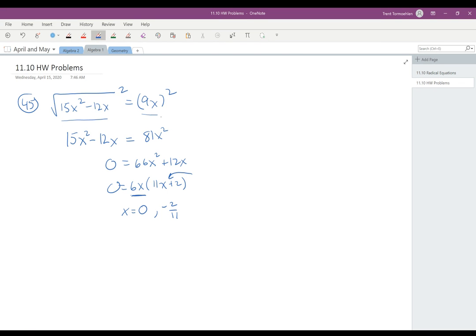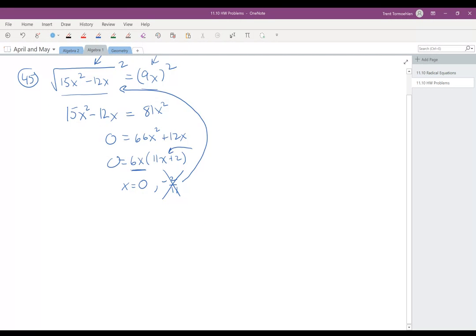Negative 2 over 11 is a little bit harder to spot, except for the fact that when I plug negative 2 over 11 in for x, I get negative 18 over 11. Well, the square root can't ever equal a negative, so negative 2 over 11 becomes an extraneous solution to the problem. It is not an actual solution because a square root can't equal a negative.